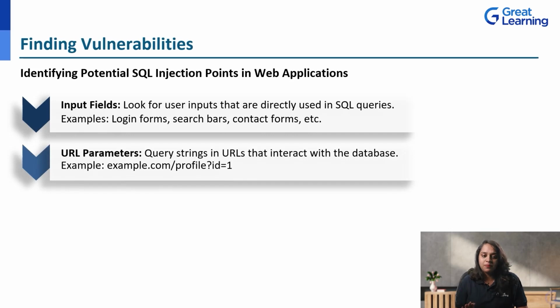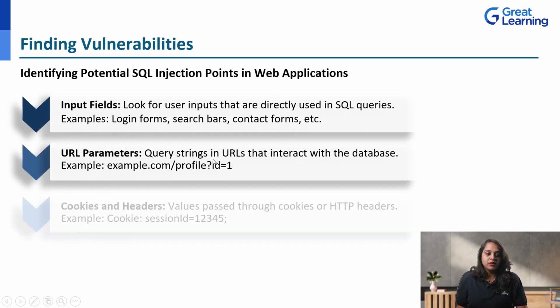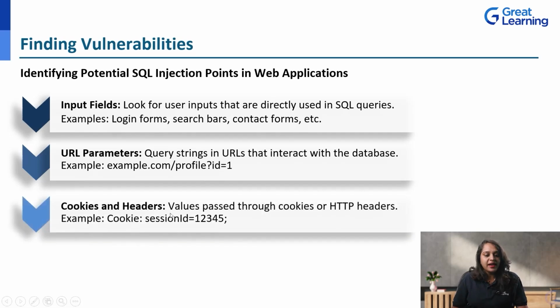Next are your URL parameters. As I said, query strings in URLs interact with the database. So something like ID is equal to 1 in your URL can actually interact with your database, so be conscious of these as well. Next are your cookies and headers, which means values passed through cookies or HTTP headers. For example, cookie session ID is equal to 12345. These session IDs can also lead to SQL injection.